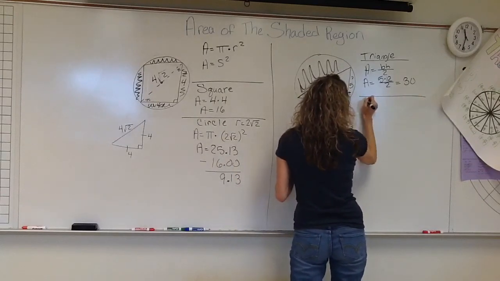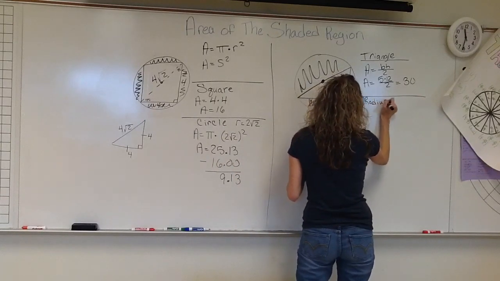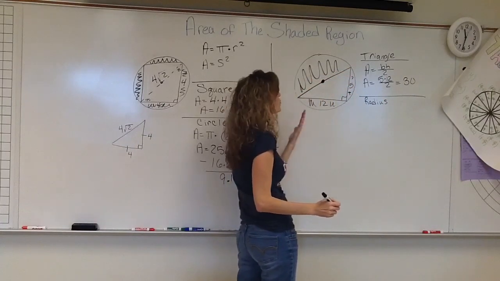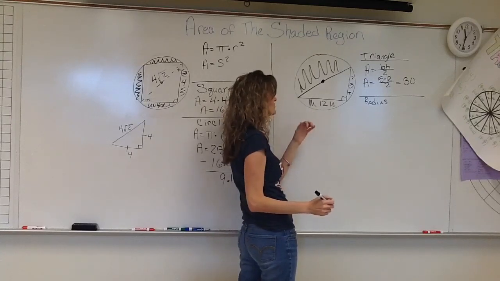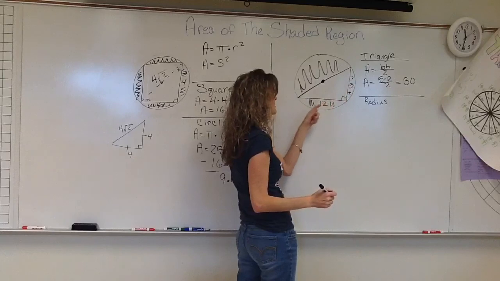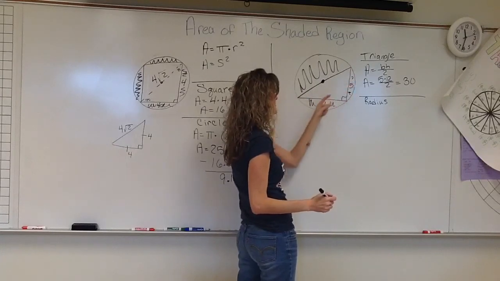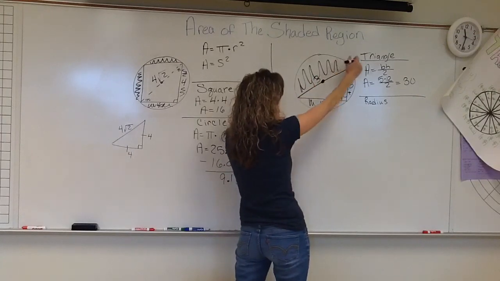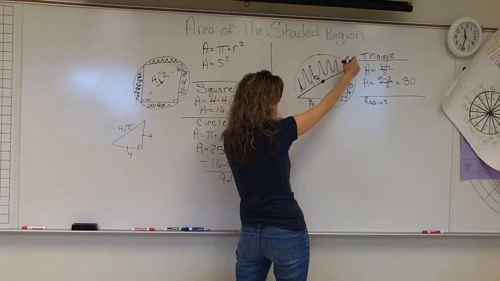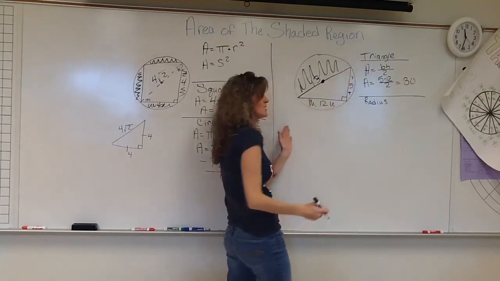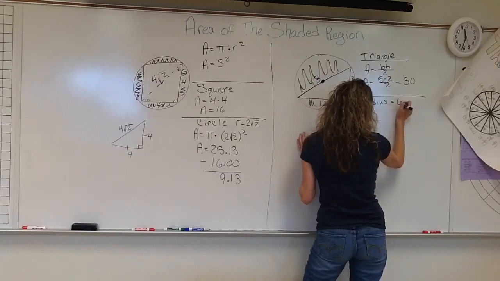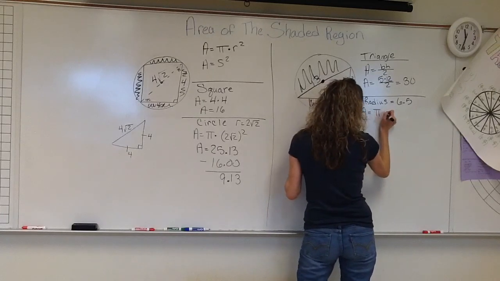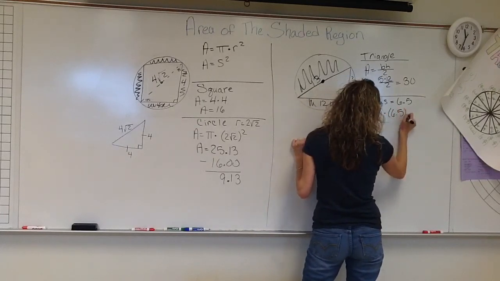Now I need to find the area of the circle, but first I need to figure out what the radius of the circle is. Well, this is a right triangle, so I can use Pythagorean theorem to find that hypotenuse, or if I have my Pythagorean triples memorized, I know I have a 5, 12, 13, but that 13 is the diameter. So if the diameter is 13, what would the radius be? Well, the radius is half of the diameter, so this radius is half of 13, which is 6.5. So the area of the circle is pi times 6.5 squared.